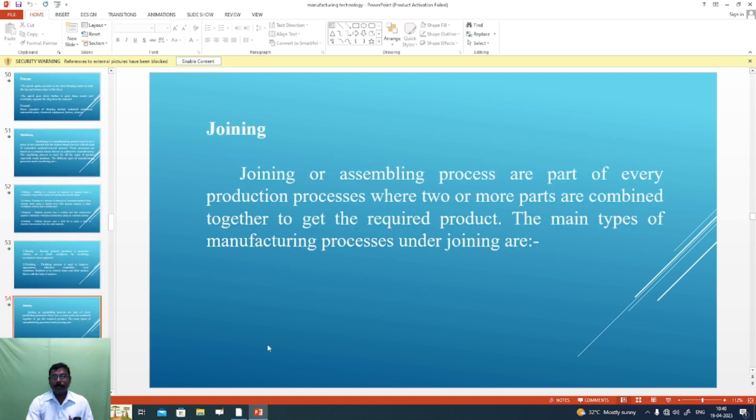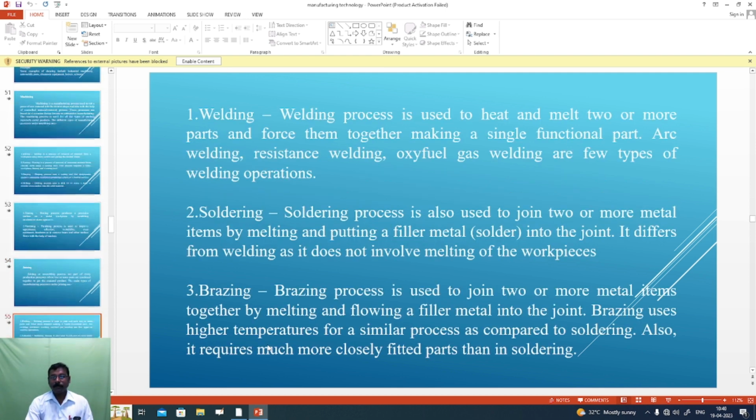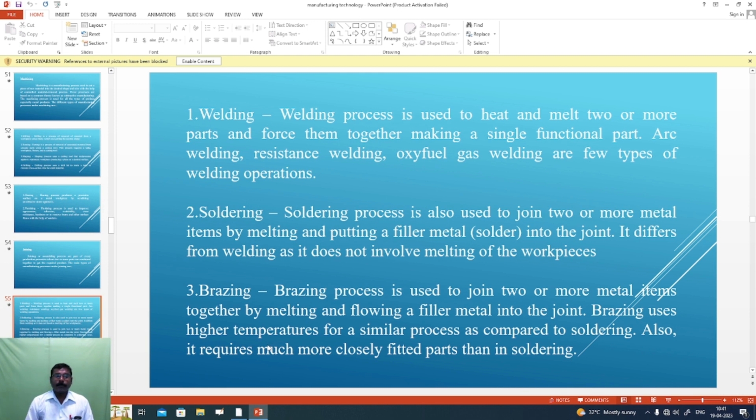Then joining or assembly processes are part of every production process where two or more parts are combined together to get the required product. The main types of manufacturing process under joining. Welding process is used to heat and melt two or more parts and force them together, making a single functional part. Arc welding, resistance welding, then gas welding are a few types of welding operations.